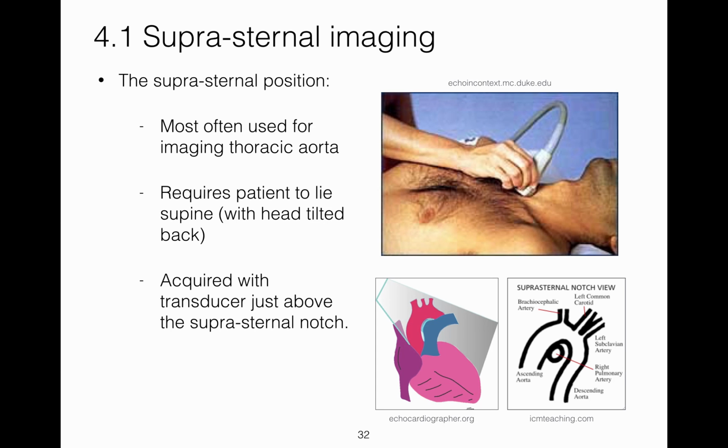Suprasternal imaging. The suprasternal position is most often used for imaging the thoracic aorta. With the patient lying supine and with their head tilted back, the transducer is positioned just above the suprasternal notch.